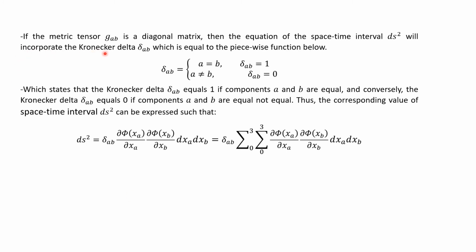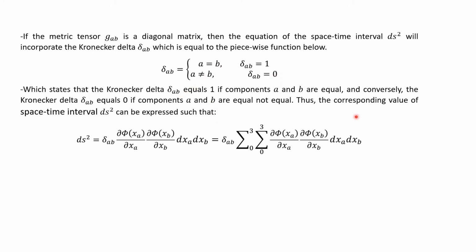If the metric tensor is a diagonal matrix, then the equation of the spacetime interval ds will incorporate the Kronecker delta, which is equal to the piecewise function shown below, which states that the Kronecker delta equals 1 if the components a and b are equal. And conversely, the Kronecker delta equals 0 if the components a and b are not equal, as we see here.